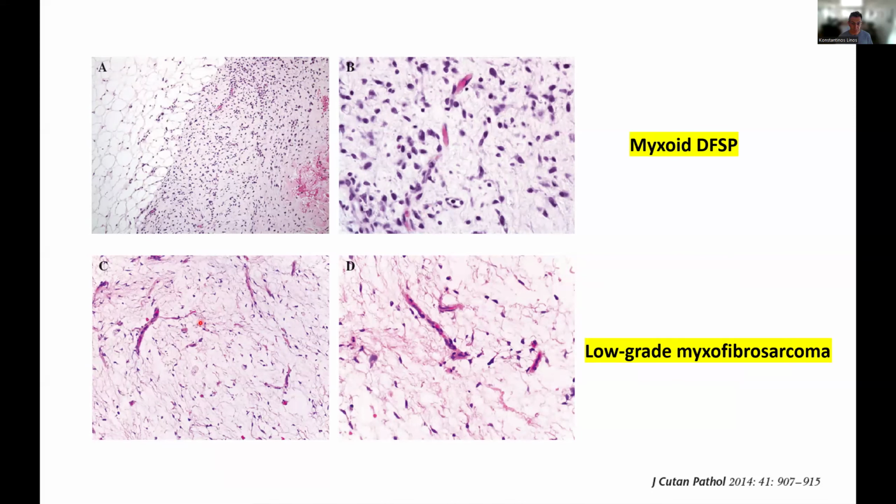This was a case of low-grade myxofibrosarcoma where the cells do not show any significant atypia, but the vasculature is not this delicate plexiform vasculature you see in myxoid liposarcoma, but it's coarser, curvilinear vasculature, and the cells, if you look carefully, look more atypical than myxoid liposarcoma, and they look slightly more pleomorphic.